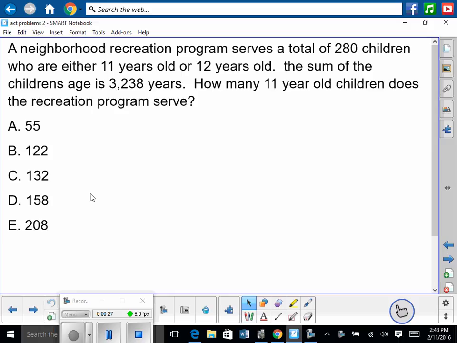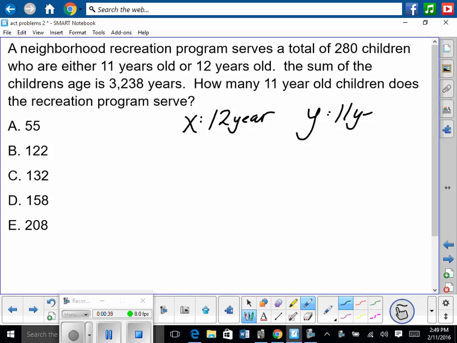Okay. So first of all, with these kind of problems, I always say to myself, I have two variables. One is 12-year-olds, we have no idea how many 12-year-olds, and my other one is 11-year-olds. So that's always how I start out. Otherwise, it's really hard to set up an equation. Do you understand that? Okay.